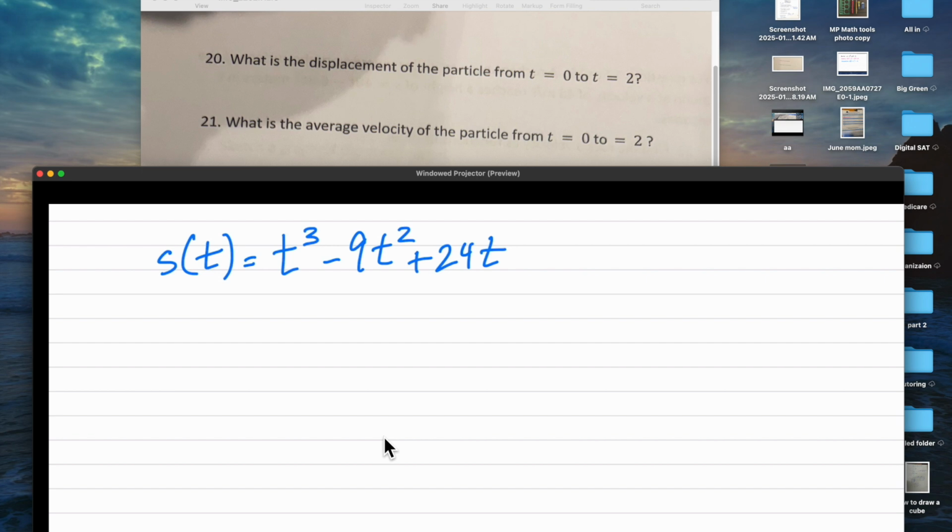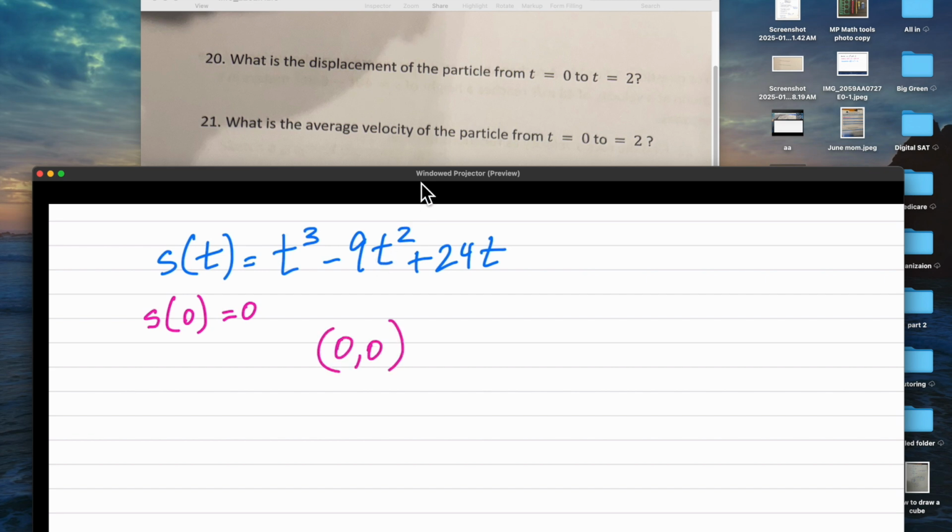Returning to this same function, we have two more questions. They asked, what is the displacement of the particle from t equals 0 to t equals 2? So here, we're going to find out what the displacement is at t equals 0. We're going to plug in 0 for t. We're going to put our thumb on all of these terms. Therefore, it's going to be 0. So one point is going to be 0, 0.